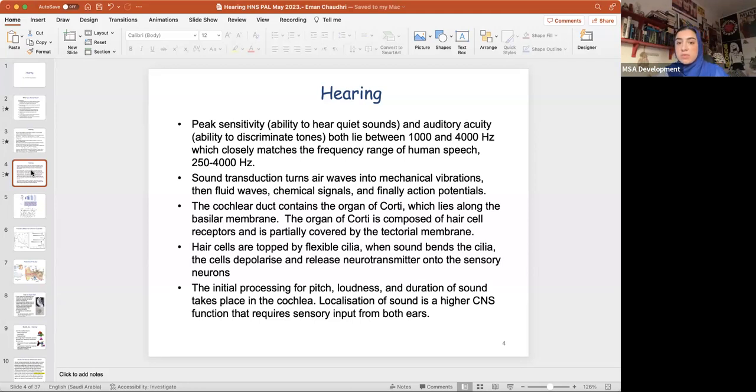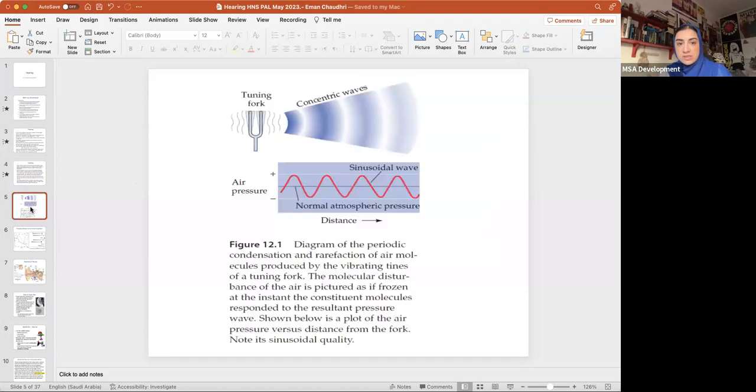So within the cochlea, we have multiple structures. I don't want to talk about it here in word form. I would rather show it to you in a diagram. Okay, so we'll go into that in a second. So this is an important concept for you guys to know.